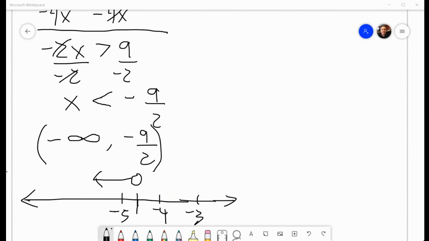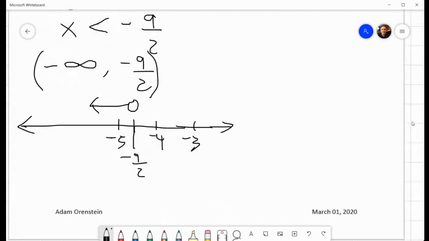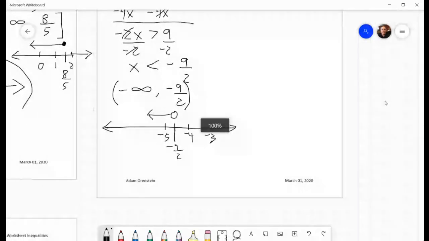And again, that's -9 over 2. I mean, you don't have to graph the solution set unless I ask you to. And so I figured this would be good though. All right. Any questions on this?